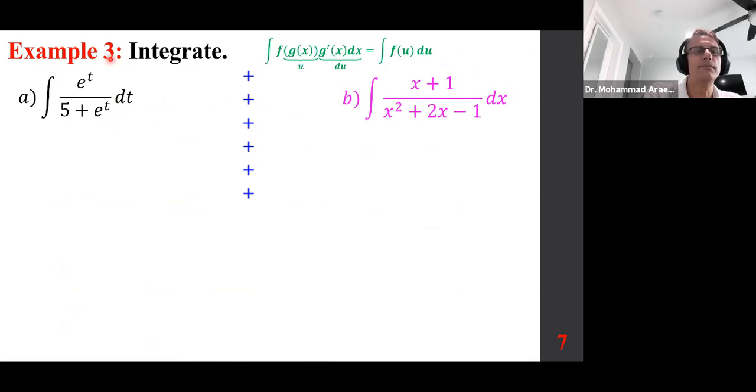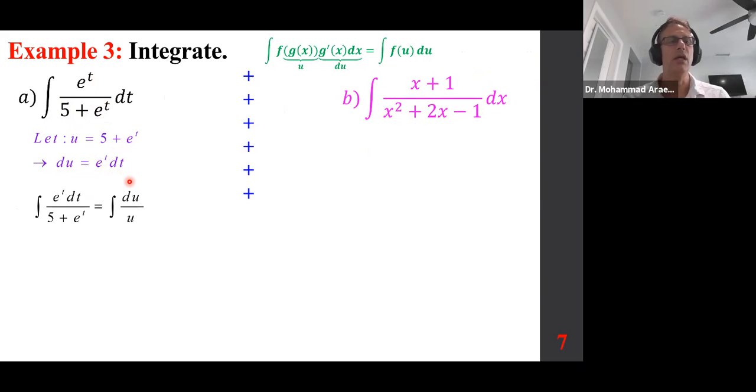Fractional expression, rational expression, they work in the same way, meaning number one, we try to simplify if we can. If we cannot, normally the denominator is a choice of u. In this case, as you can see, the derivative of the bottom is the top. So if you choose u to be 5 plus e to the power of t, the derivative is e to the power of t, and du becomes e to the power of t dt, resulting in a format which gives us a natural log.